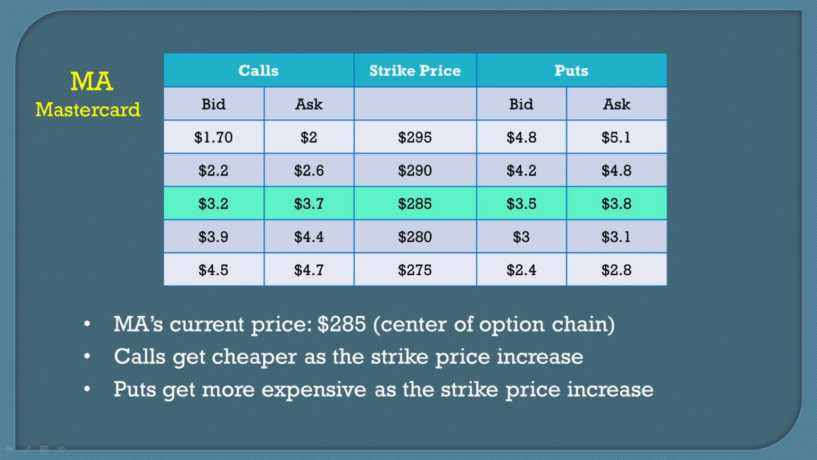A put lets you sell a stock at a certain price. Since the current stock price of MasterCard is $285, the 295 put lets you sell MasterCard at a higher price. And that's why the 295 put costs more compared to the 285 or the 275 put, because it has more value right now. Now you might have a question, so what are the factors that determine the price of an option? Well, I'm going to answer this question in the next video.